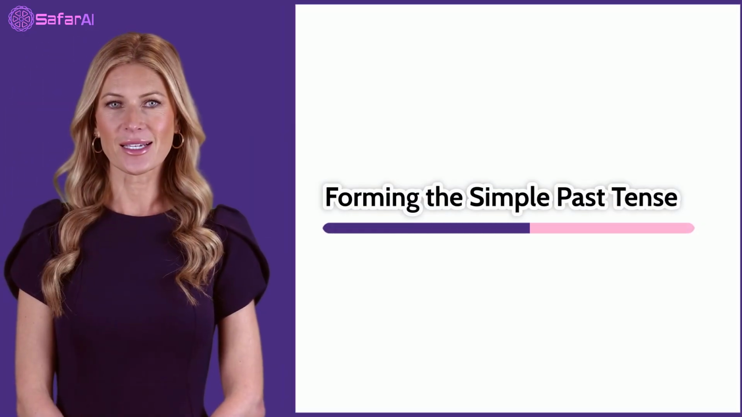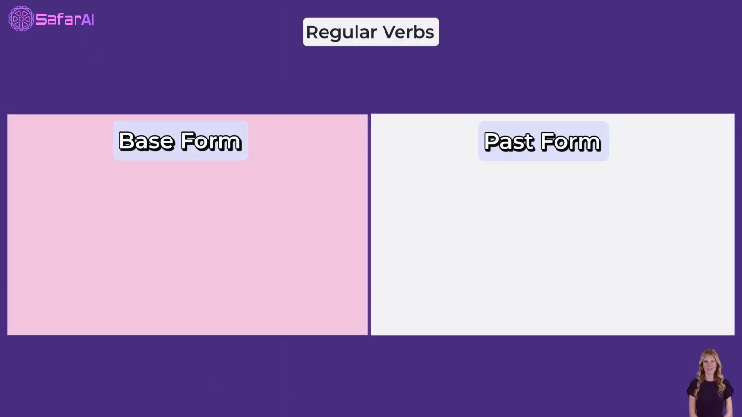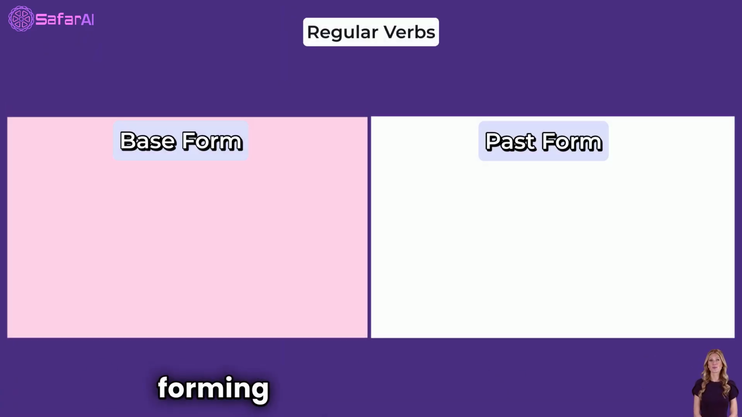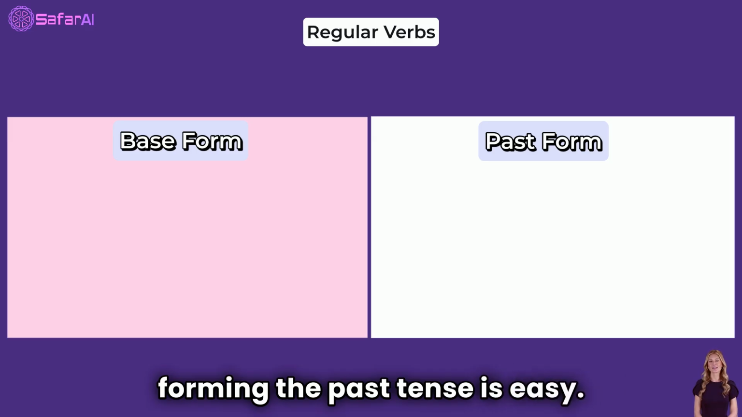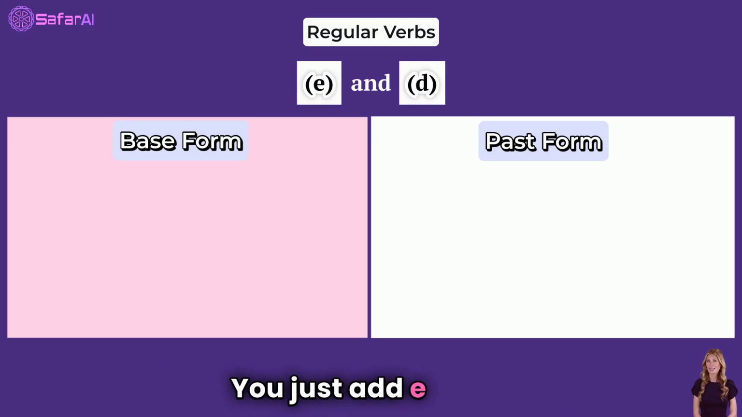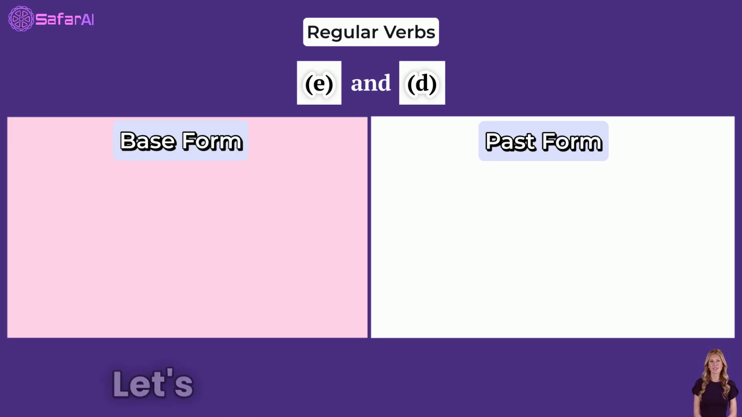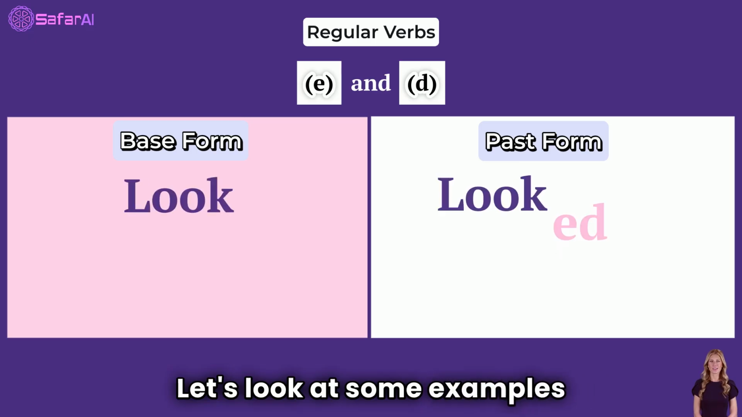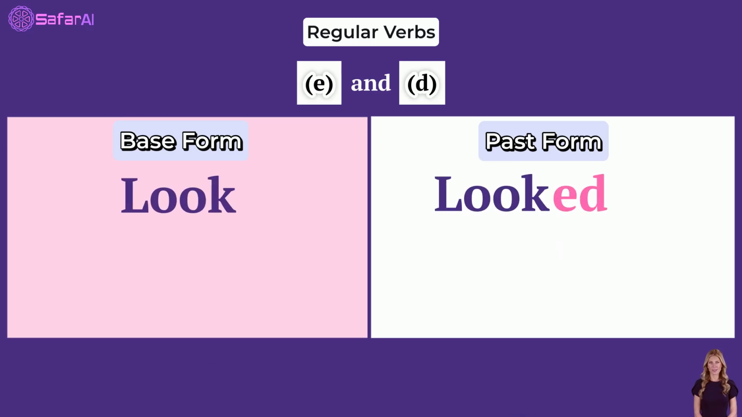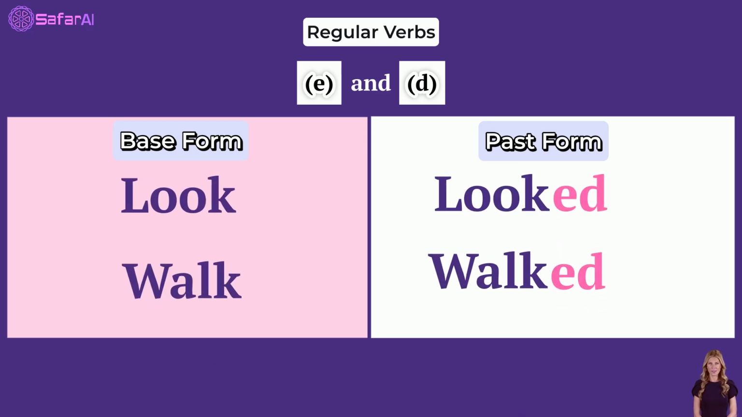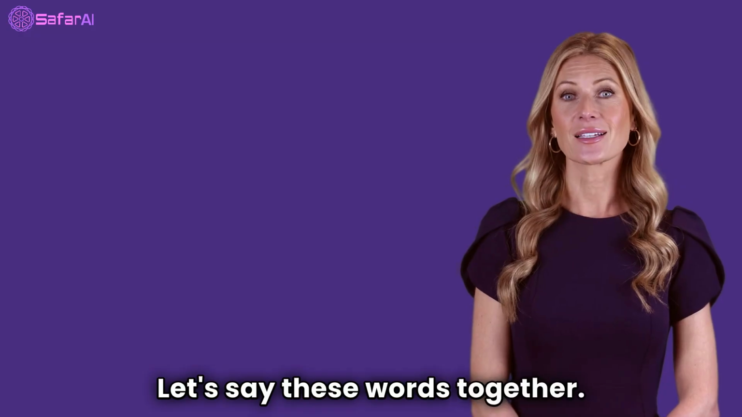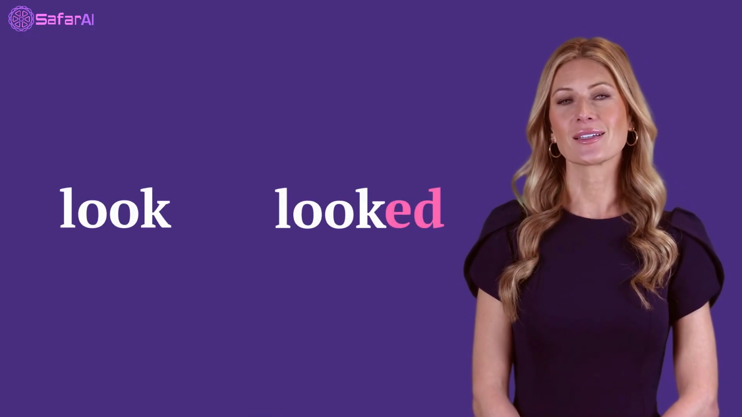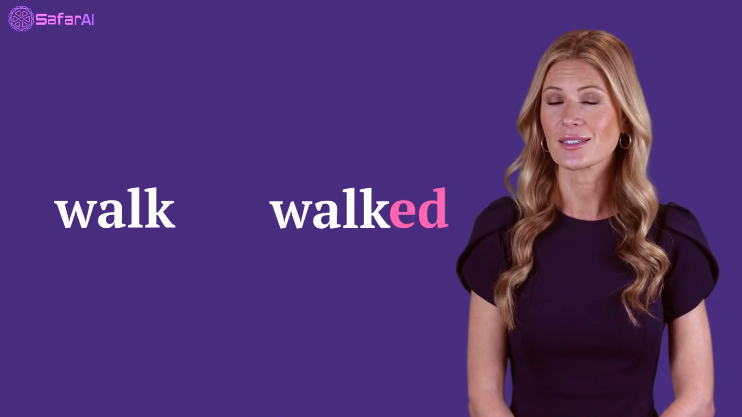Forming the simple past tense. For regular verbs, forming the past tense is easy. You just add E and D to the base form of the verb. Let's look at some examples. Look becomes looked. Walk becomes walked. Let's say these words together. Look, looked. Walk, walked. Great job.